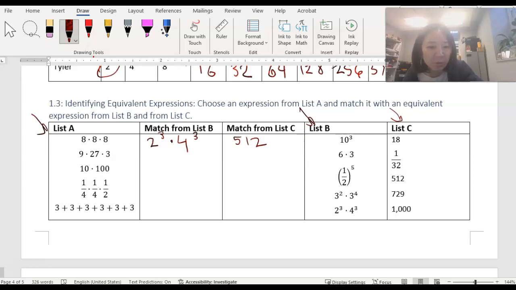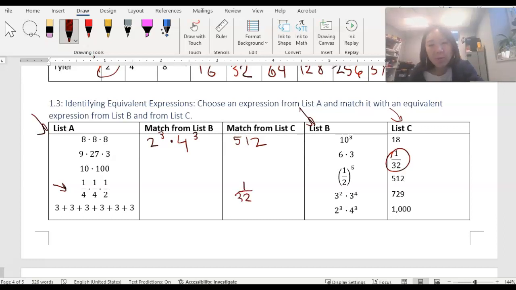I will give you one more example. If we were to look at the fractions one, let's do that one because fractions can sometimes be tricky, right? This would be 1/16 times 1/2 is 1/32. So that's our answer from list C.